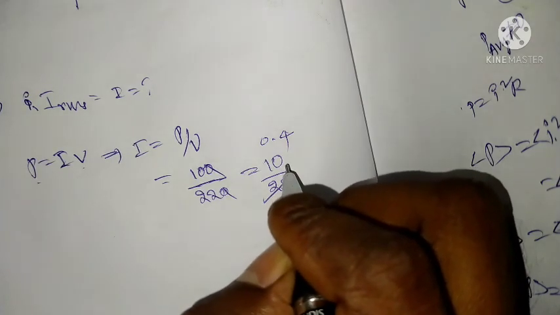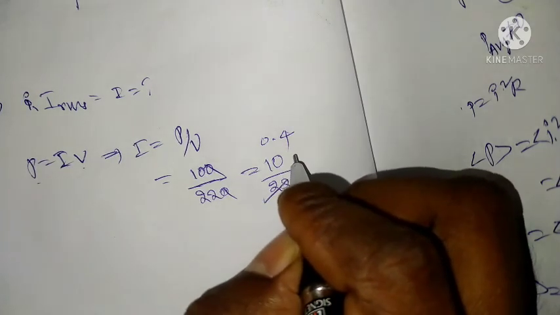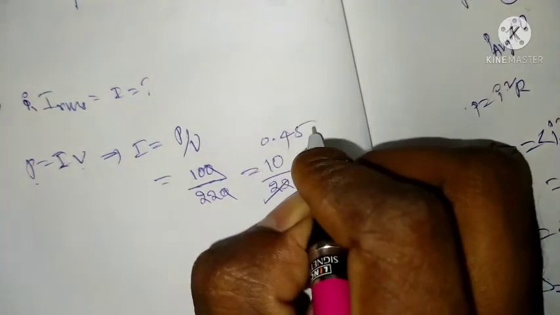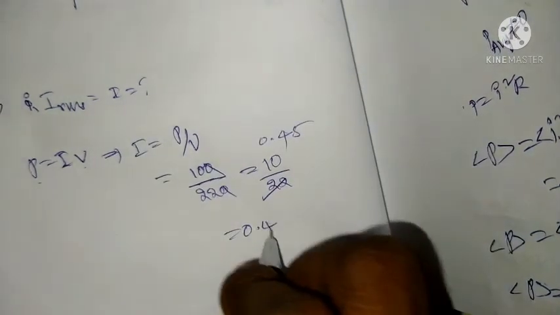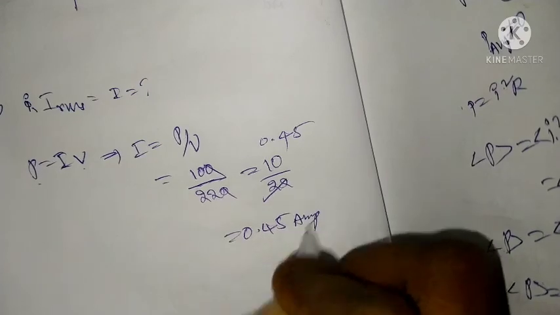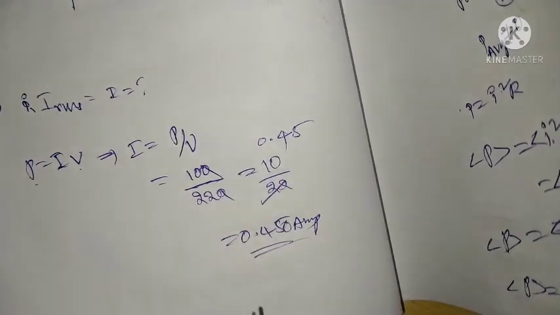Remaining 88 to 20, and 5 times. So that means 0.45 amperes.